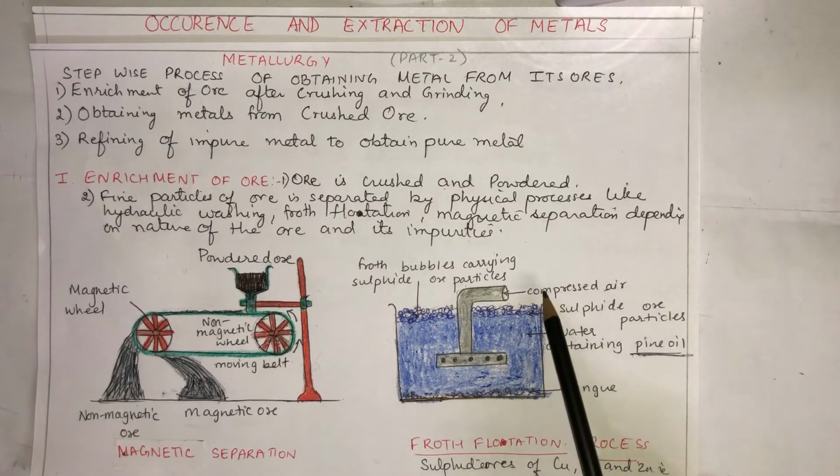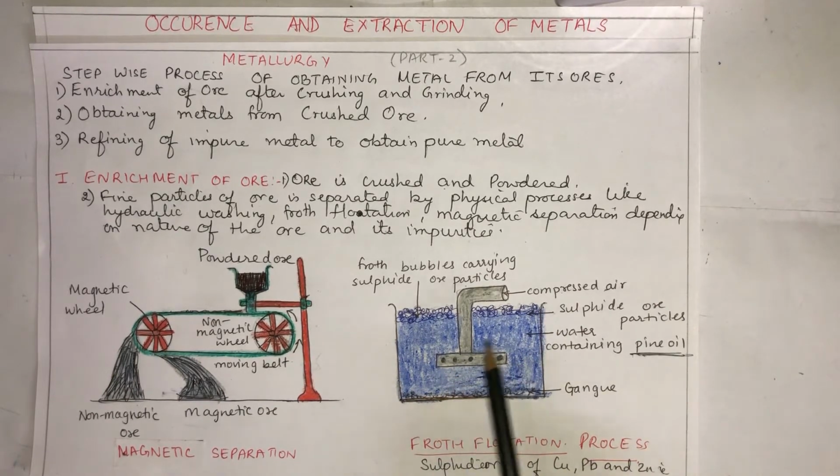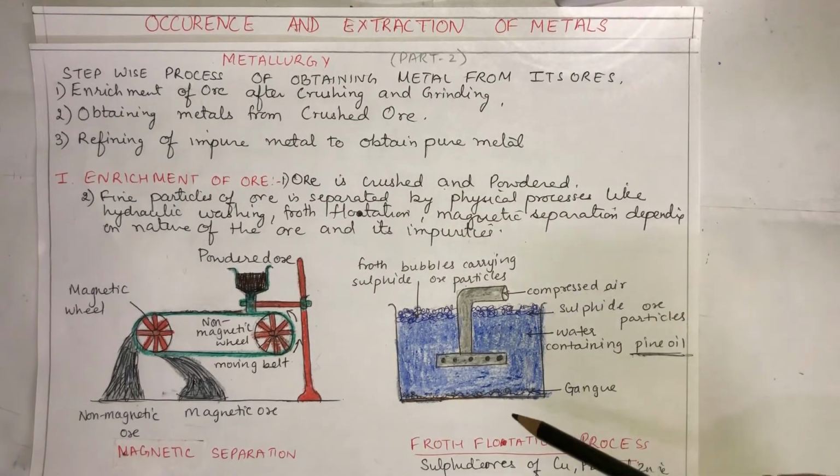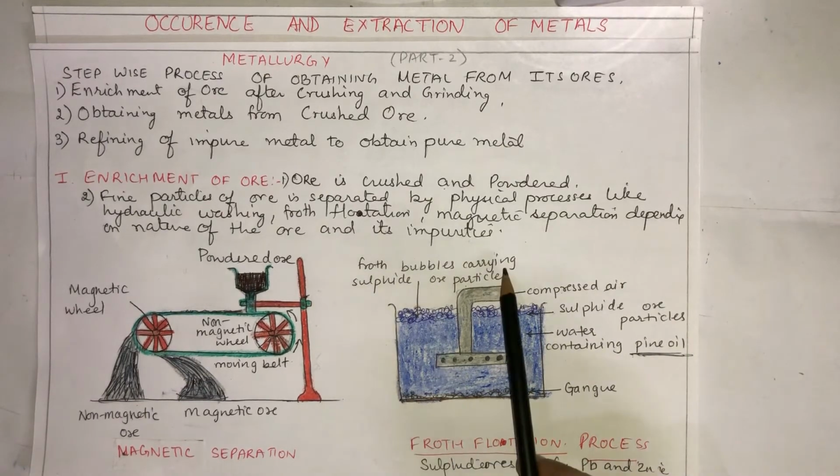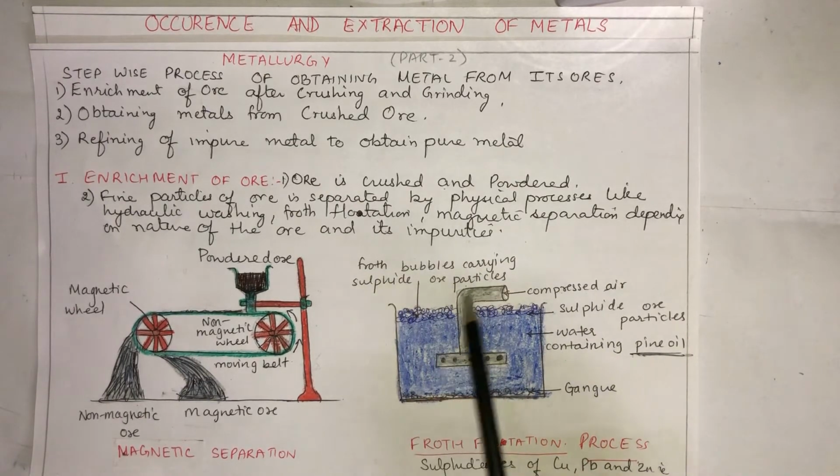The air is blown through the pipe and a rotatory paddle, the air will come out from this part, and this part is the rotatory paddle. It will rotate like this. This rotatory paddle agitates the mixture. So what happens? Because of this pine oil, the froth starts coming to the surface. And the froth bubbles carry sulfide ore particles along with them to the surface. The heavier gangue particles settle down at the bottom.